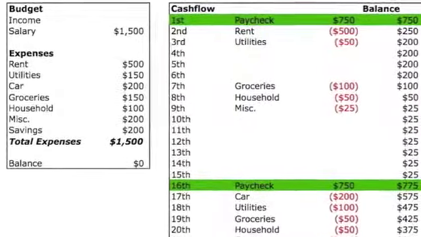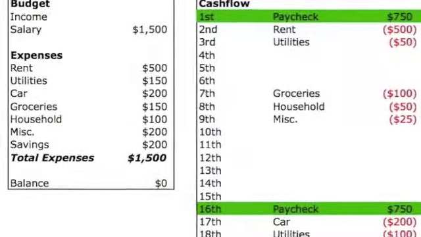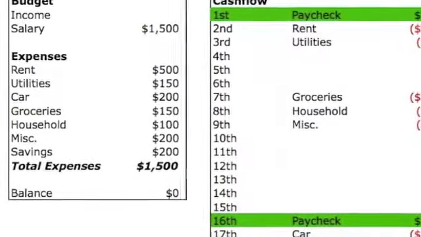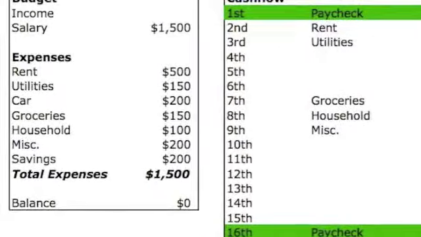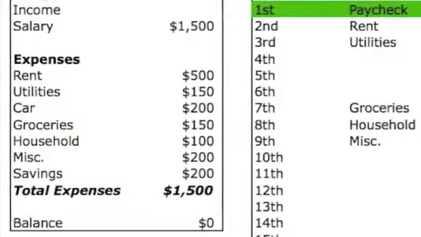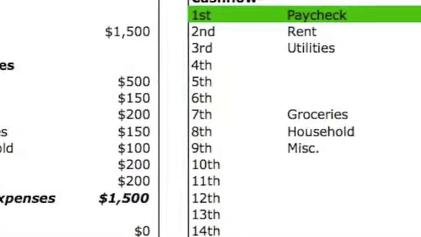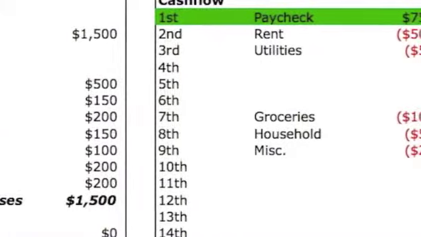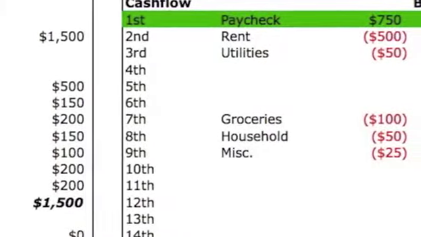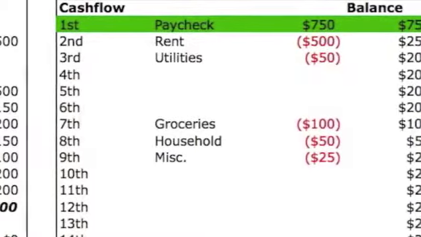This is an example of a cash flow spreadsheet versus a budget. On your left, you have your basic budget that shows your income and your expenses for the month. You have a salary of $1,500 and you have matching expenses of $1,500, so you're left with $0 for the month. And on the right hand, it shows your cash flow projection. It lists out each day of the month. In real life, you'll probably have multiple events happening on each day, but just to make it simple, I have one event happening on each day.